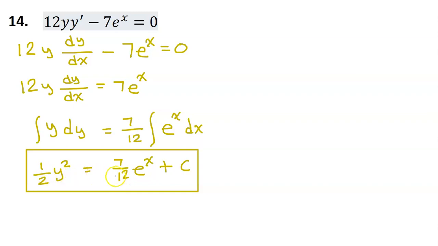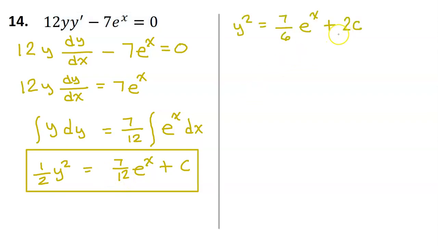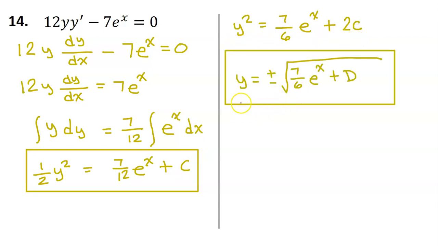Let's multiply both sides by 2. That'll get rid of the 1/2, and multiplying by 2 over here will cancel out the 12 and make a 6. Multiplying by 2 also turns the c into 2c. Now let's take the square root of both sides. So here's the y equals f of x version of the solution. Don't forget your plus or minus, and notice that 2 times c is just another constant, which I called d.